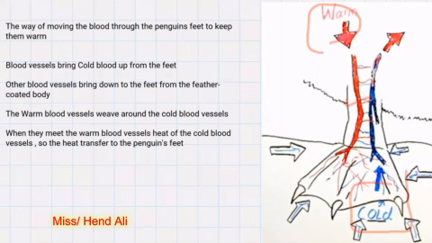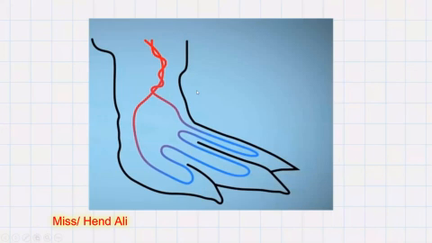The blood vessels transfer the cold blood from the feet to the body, and the warm blood in the opposite direction from the body to the penguin's feet. And there's heat transfer, okay, or heat exchange. This other photo represents the penguin's feet. There's exchange of heat between the blood vessels, the cold blood and the warm blood, as you can see. And this heat is transferred to the penguin's feet.